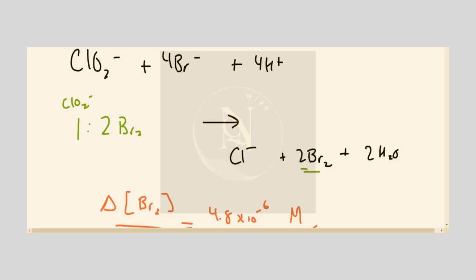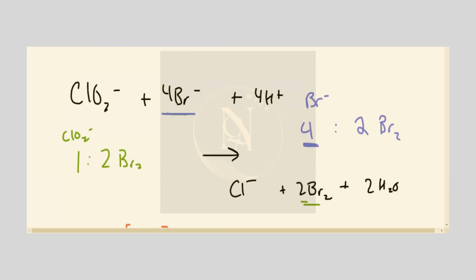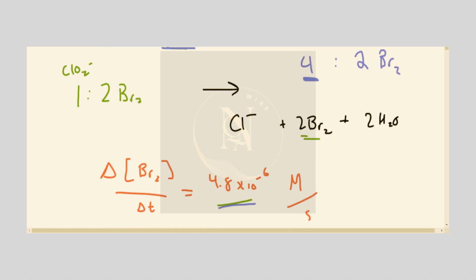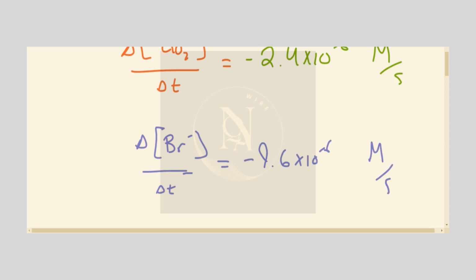Now we're asked for the rate of Br minus. Now it's the opposite situation where we have 4 moles of Br minus consumed for every 2 moles of Br2 that's produced. In other words, this is being consumed twice as fast as Br2 is being produced. And so we're going to take this number and multiply it by 2, but because it's a reactant, we keep getting less of this, so have it be negative. And so the change in the concentration of Br minus over that certain period of time is going to be negative 9.6 times 10 to negative 6 moles per liter per second.